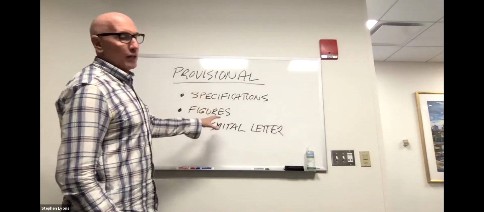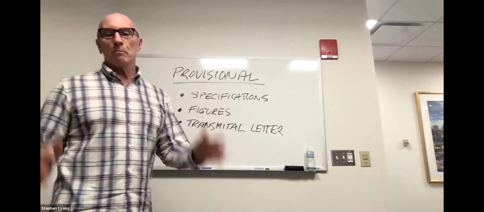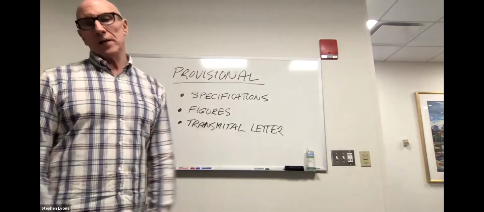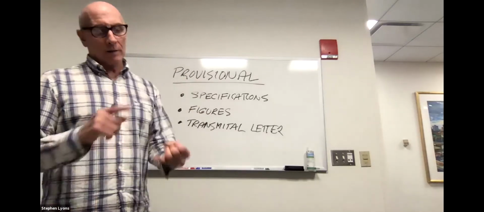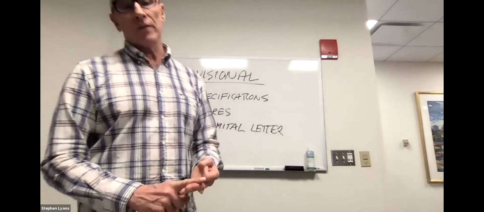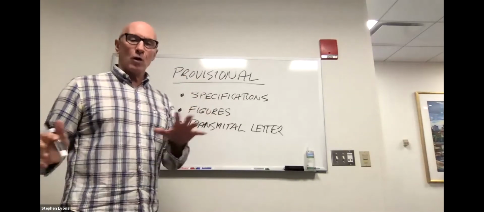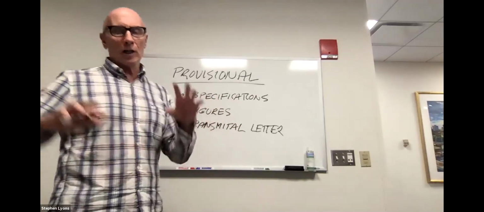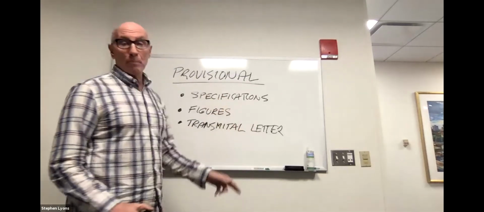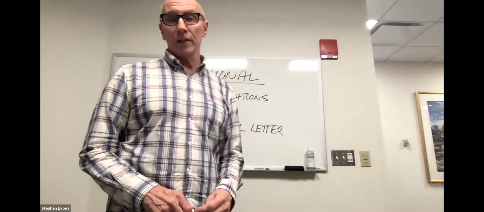When it comes to a provisional application, these are the bare minimums. The specifications can be simply one sentence long. All you need is one figure. A transmittal letter naming the invention, giving the names and addresses of the inventors, is really all you need in terms of a cover sheet. So a provisional application can be very, very bare bones. But you can also, in a provisional application, get as technical and as complex as you like in these areas.